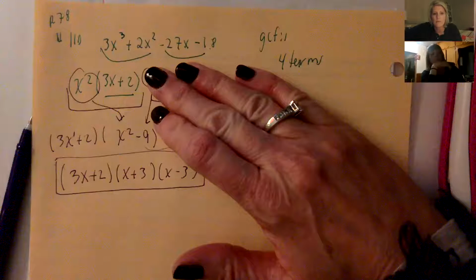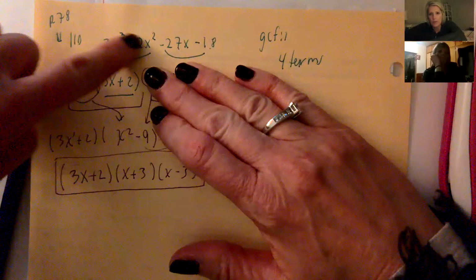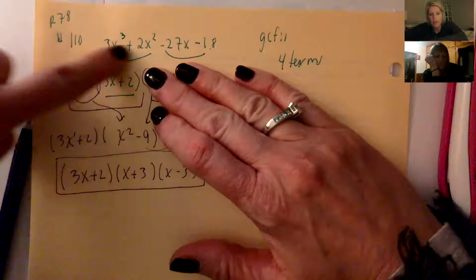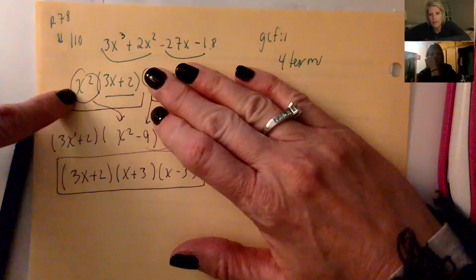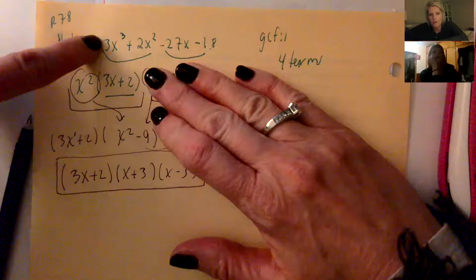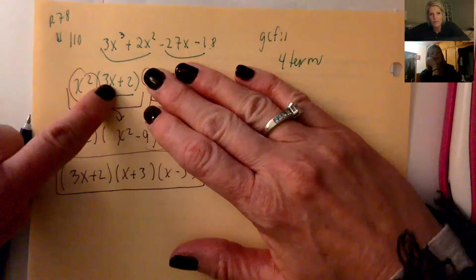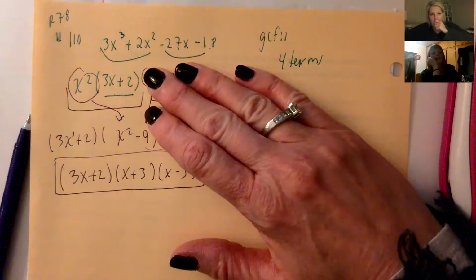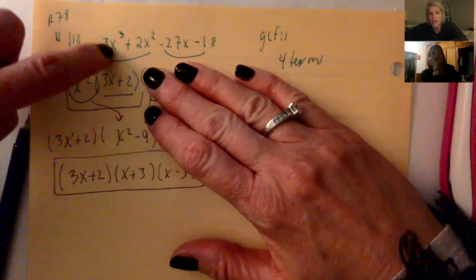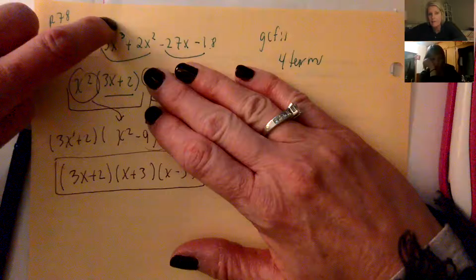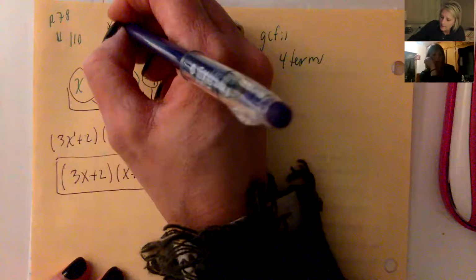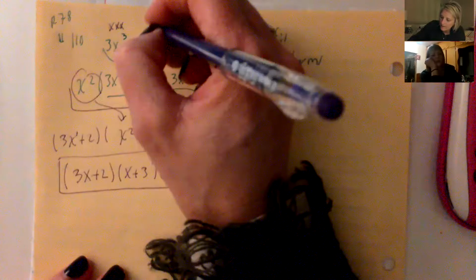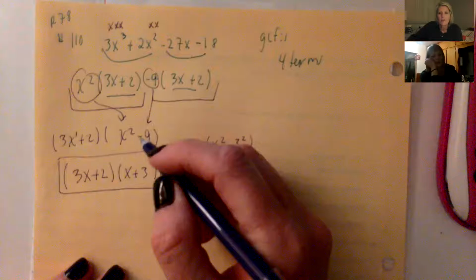Okay, so let's look at just the first 2 terms in our original. They had an x squared in common. I don't understand how it's in common when it's an x cubed and an x squared. The x cubed has x times x times x, right? So this x cubed is really x times x times x. Oh, okay. So that's why it turns into 3x instead of the 3x cubed.